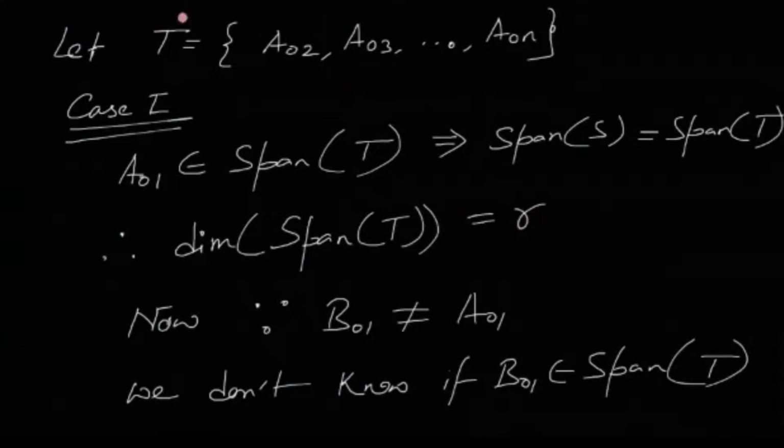The dimension of the span of T is also R because A01 belongs to the span of T. It can be created, so it brings nothing new to the table. It's just the same. So the dimension is still R. Now B01 is obviously not equal to A01. Therefore, we don't know if B01 belongs to the span of T or not. A01 belongs to the span of T, but we don't know about B01.